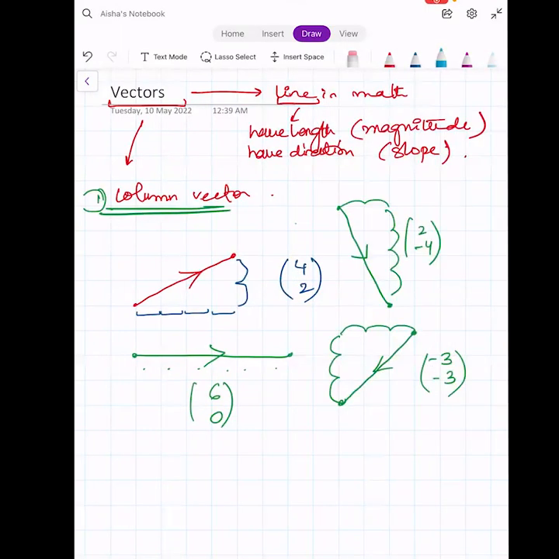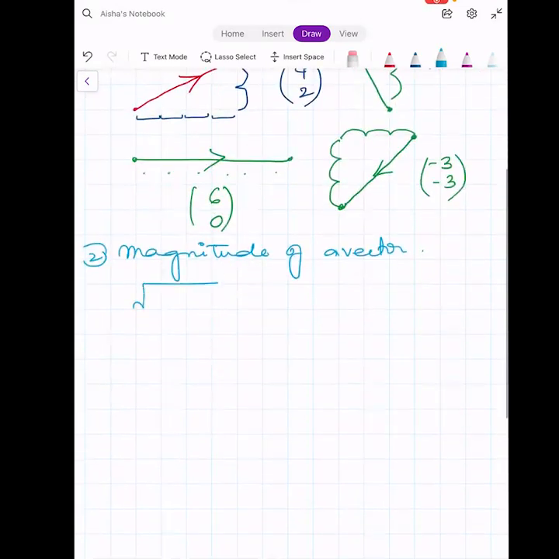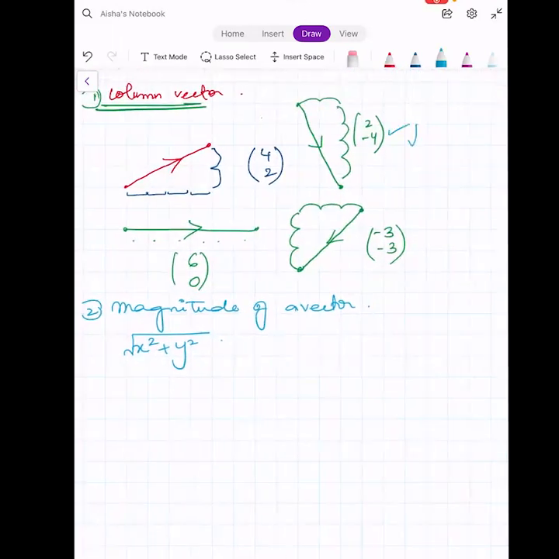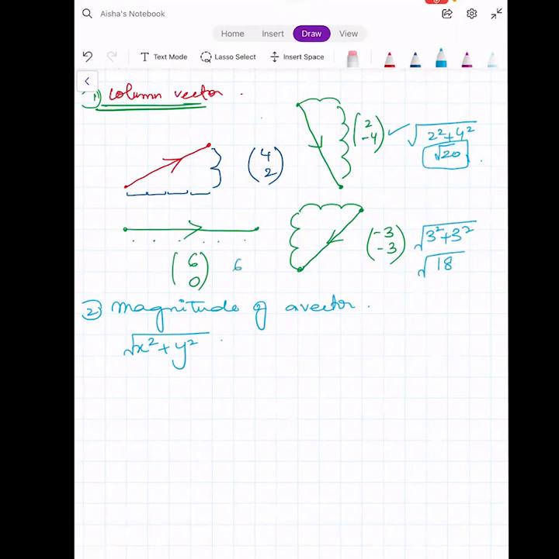Now comes the concept of magnitude of a vector. What is the magnitude of a vector? X square plus y square. Which means if I talk about the magnitude of this, 2 square plus 4 square, 16 plus 4 is root 20. 3 square plus 3 square, which gives you root 18. 6, the magnitude of this is going to be 6. 4 square plus 2 square, 16 plus 4, root 20. So if it's a vector, it's represented by a modulus sign. This is the representation of the magnitude of a vector.